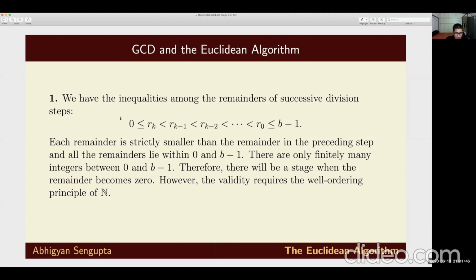Here we have a string of inequalities among the remainders of successive division steps. So each remainder is strictly smaller than the remainder in the preceding step, and all the remainders lie between 0 and b minus 1, in an order of decreasing magnitude. There are only finitely many integers between 0 and b minus 1. Therefore, one can assert that there will be a stage when the remainder has to become 0. However, the validity of this statement requires the well-ordering principle of natural numbers.